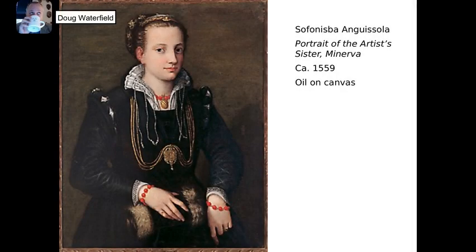Here's another, a portrait of her sister Minerva. She was widely regarded during her life, Sophonisba was. She traded drawings with Michelangelo. She was court painter to the King of Spain for 20 years. She made a lot of self portraits too, which was uncommon for artists.